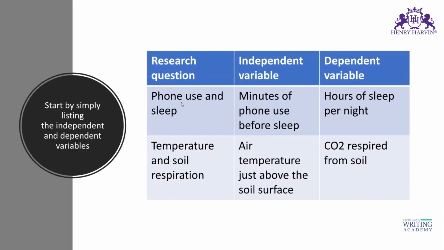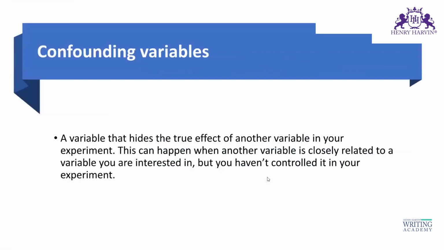For phone use and sleep, the independent variable is the minutes of phone use before sleep, and the dependent variable is the hours of sleep per night. In the temperature case, temperature is the independent variable, and based upon the temperature, the soil property is dependent. For any other question, I will have to check whether it is dependent or independent. Now there could be a confounding or a control variable which will hide the true effect. That means if there is any exception, it has to be taken care of.